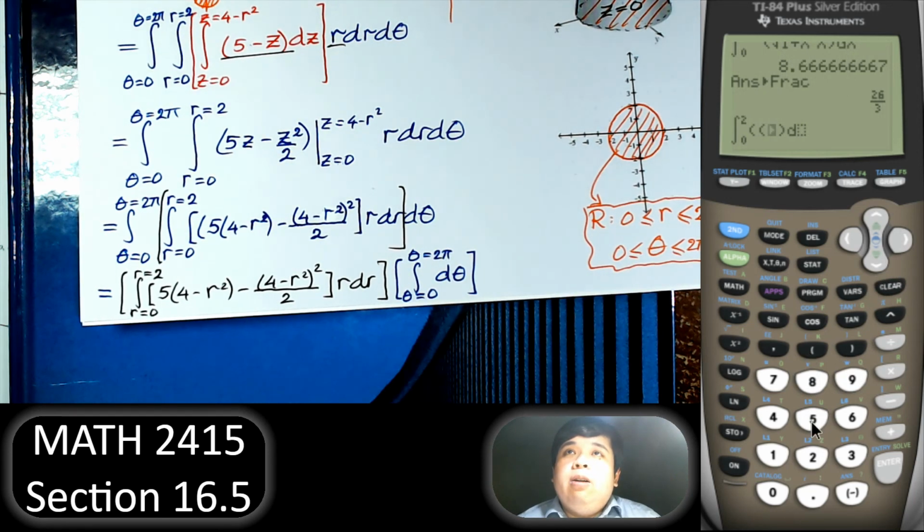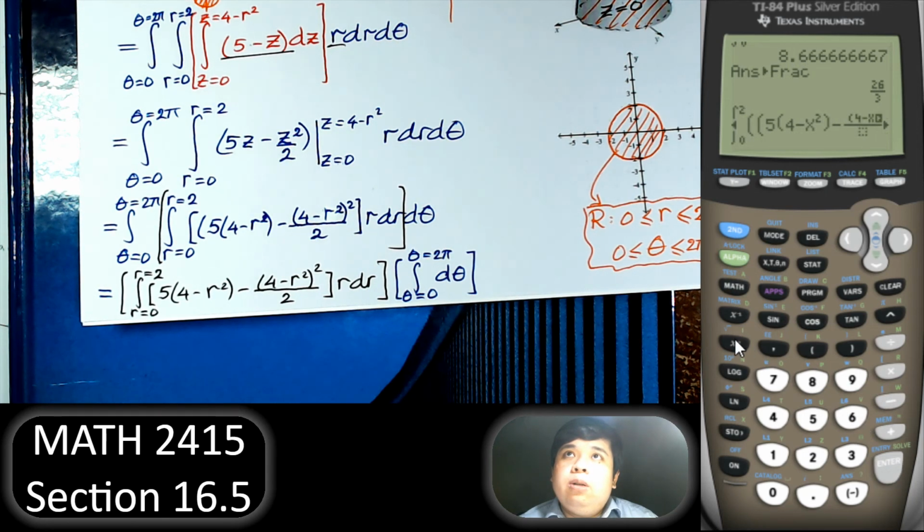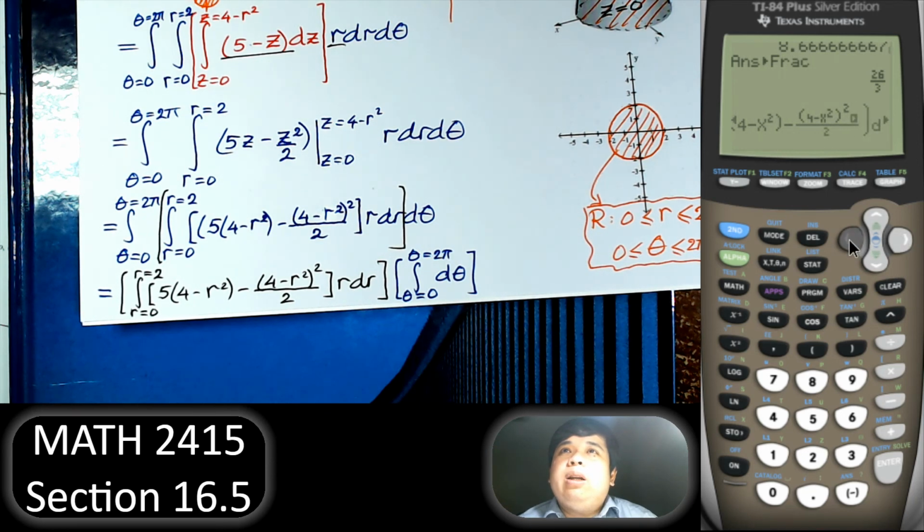Right. 5, 4 minus x squared. I just use x instead of r. And don't forget, wait, did I forget something? I forgot to multiply by r, which is x in this case. Close x. Yes. Right. 4 minus x squared, squared. That looks right.